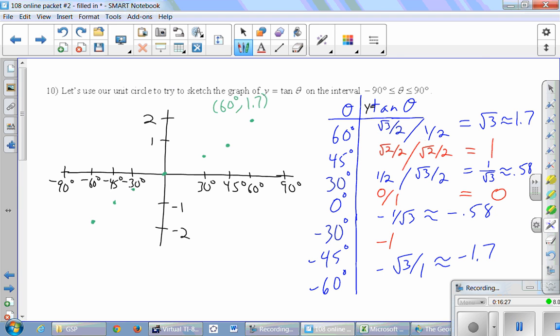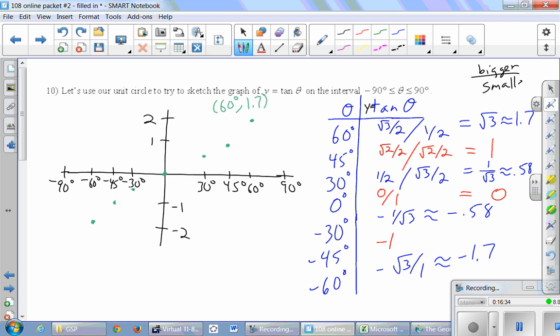And so what happens to a fraction when the top gets bigger and the bottom gets smaller? What happens to the value of the whole fraction? Hopefully we see the whole fraction actually gets bigger still. Both of those changes have the effect of making the fraction bigger. So at 70 degrees, it's going to be even bigger. This tangent is going to be even bigger than the 1.7 that we got before.